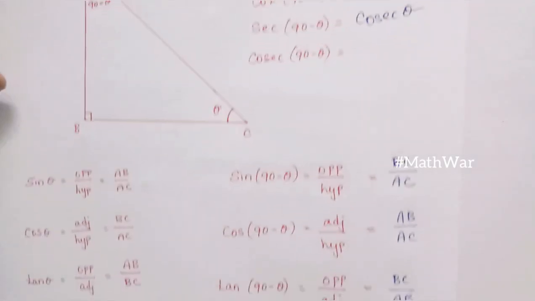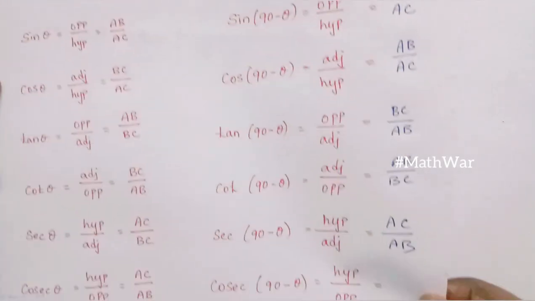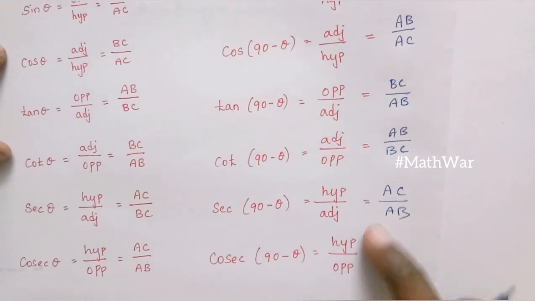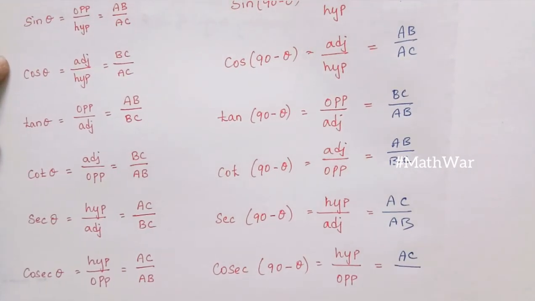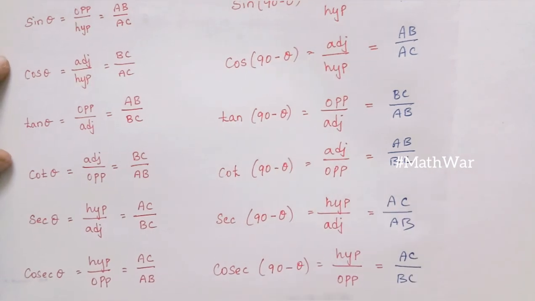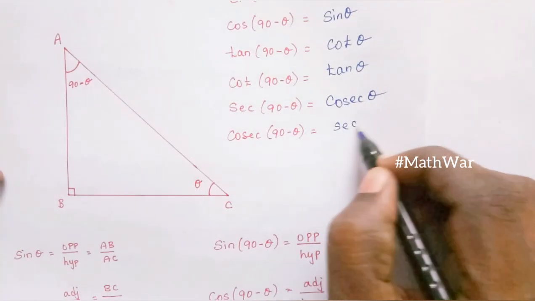And at last, cosecant 90 minus theta. So cosecant 90 minus theta is nothing but hypotenuse by opposite. Hypotenuse we know it is AC, by opposite is BC. AC by BC is nothing but secant theta. So it is nothing but secant theta.